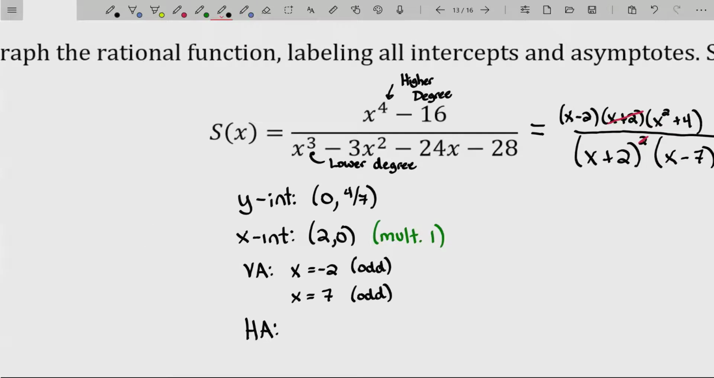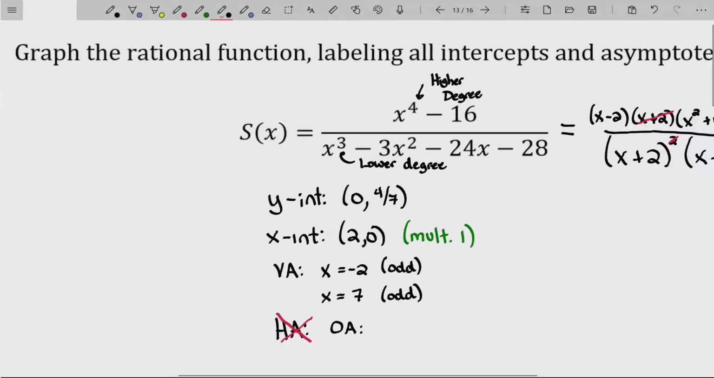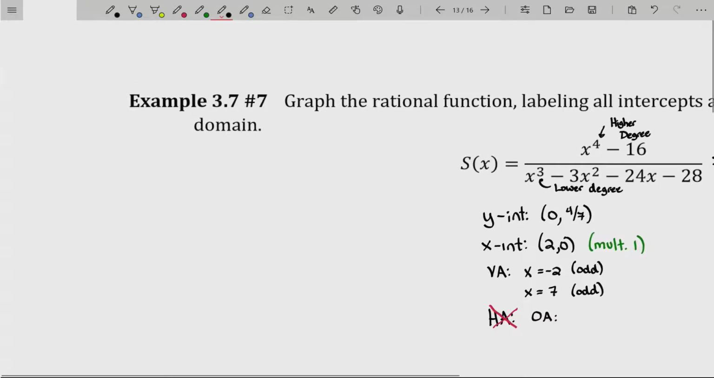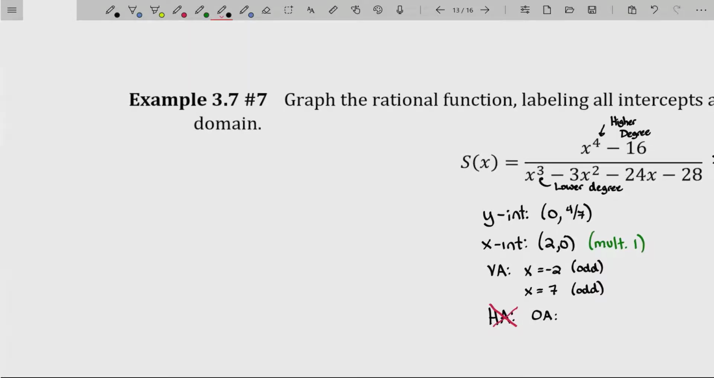So I zoom out slightly, and I'm going to keep that HA on there, but I'm going to cross it out and replace it with an oblique asymptote. And again, that's because the degree of the numerator is higher than the degree of the denominator. Off to the side, I still have to do long division to find out what the quotient is. When I do that long division, nobody cares about the remainder. All I care about is the quotient. So let's go ahead and do that.